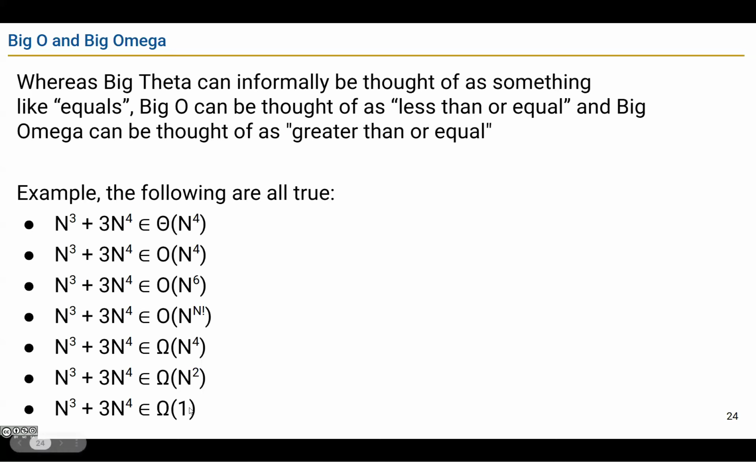On the other side, omega bounds are kind of the lower bound of things. So n cubed plus 3n to the fourth is going to grow faster than omega of 1. Omega of 1 says it's not growing at all, and n to the fourth is going to grow.